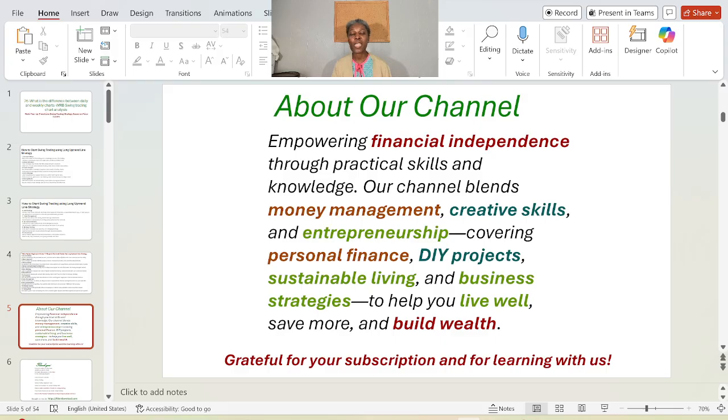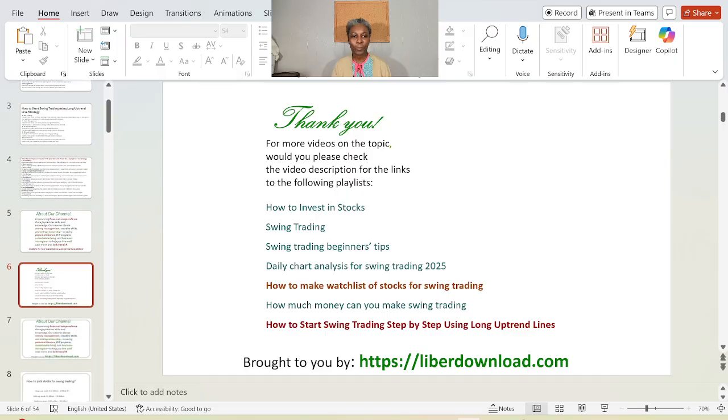And swing trading is one way to make money. Just start small and slowly you will grow your account from there.